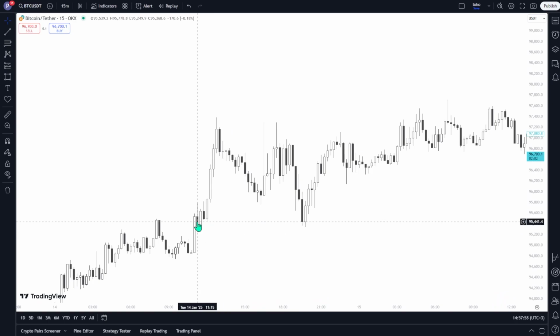And the last step to follow to enter good trades: journaling and backtesting. Finally, always backtest your strategy and keep a trading journal. Record every trade, note what worked and what didn't, and refine your approach over time. Trading is a skill, and the more you practice, the better you'll get.